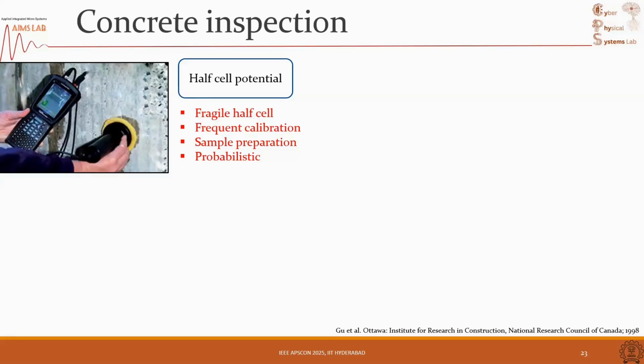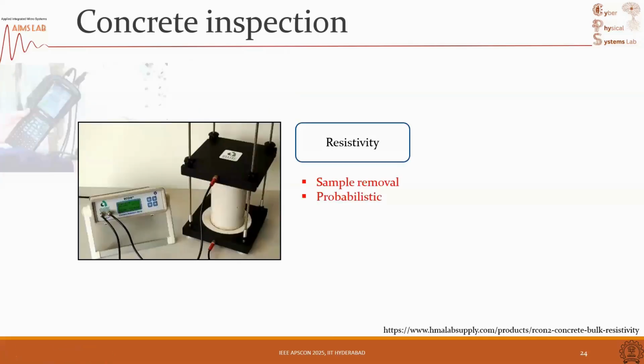So like I said, it's a probabilistic measurement. You have to do some sample preparation. So you have to expose the rebar in order to do this measurement. And it requires calibration because my electrodes are going to age, all of these ones which I connect on the outside. So all of this has to be done.